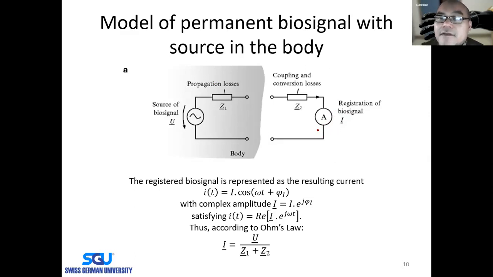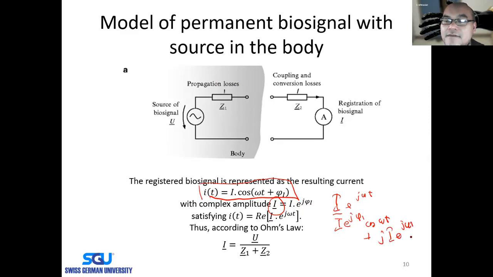Of course, in the actual case, in the stethoscope chest piece case, it is a microphone. The registered biosignal I is represented as the resulting current i(t) flowing through this ampere meter, equal to I times cosine(ωt + ψ1). The complex amplitude is I underscore equals I times exponent jψ1. Here it is only the real part of I underscore exponent jωt, which equals I exponent jψ1 cosine ωt plus j I exponent jψ1 sine ωt.